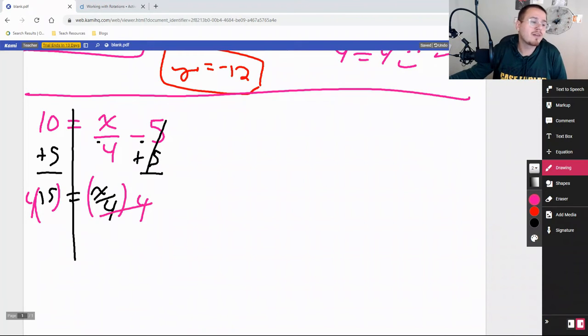Now these simplify to make a 1. If you don't know what I mean, how many times does 4 go into 4? If you have $4 and you got to share it with 4 people, each person will get $1. It simplifies to 1, so you got 1x or just plain old x.